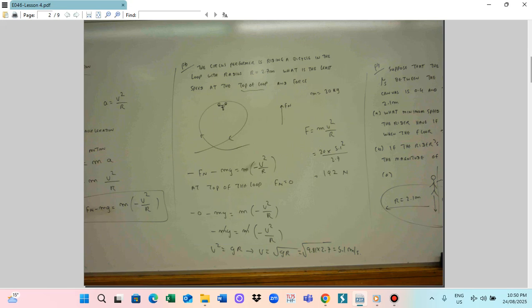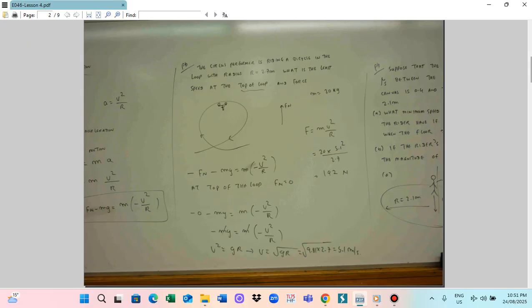In this equation, at the top of the loop, Fn is 0. So we substitute: minus 0 minus mg equals m into minus v squared by r. So minus mg equals minus m v squared by r. The m cancels, so v squared is equal to g into r, and therefore v is equal to the square root of g r.